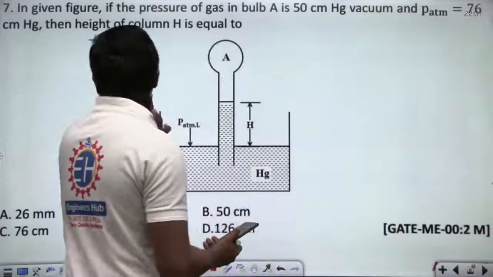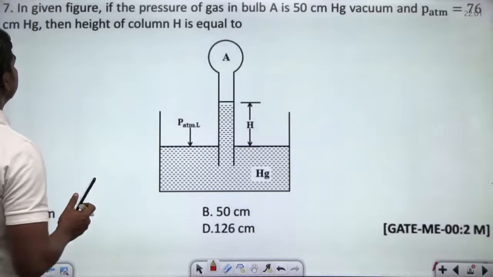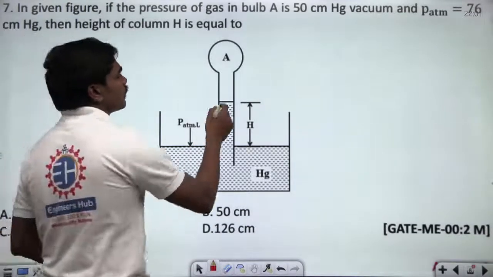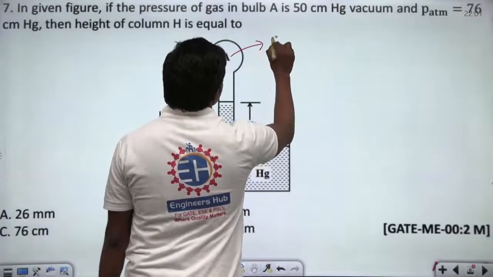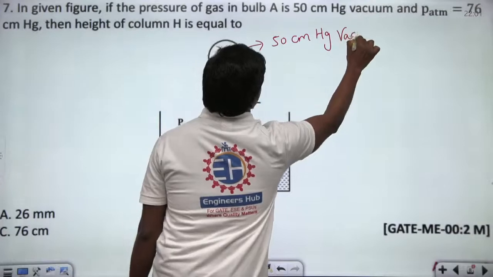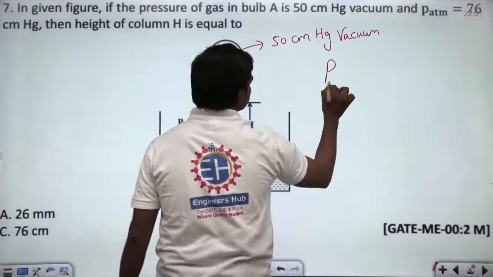So I think again something is given. So some diagram is given, so fine. In the given figure, if the pressure of the gas in the bulb A is 50 centimeters of Hg vacuum, so this is 50 centimeters of Hg vacuum. So what is the actual pressure or the absolute pressure in this gas bulb? So P ABS of the gas bulb.